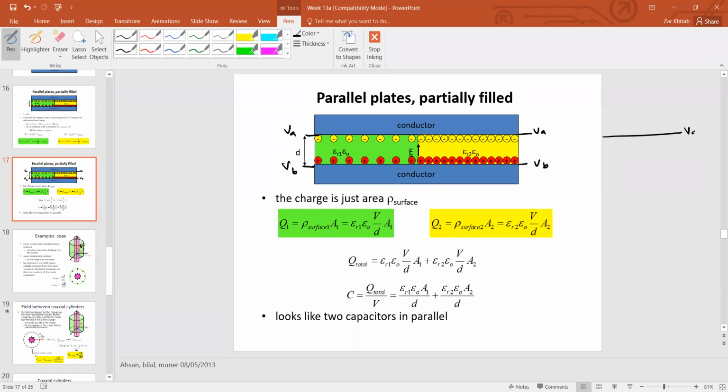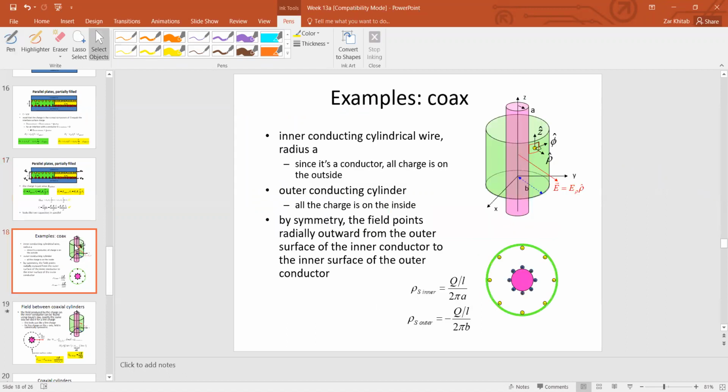So they look like they're in parallel. Say this is your VA line, say this is your VB line, this is your green capacitor, and here is your yellow capacitor. So it looks like the two capacitors are in parallel, and we have these equations for the parallel capacitors. You can check on that.